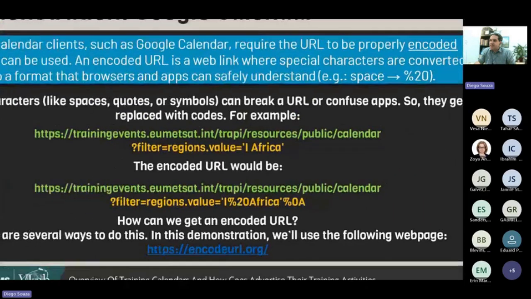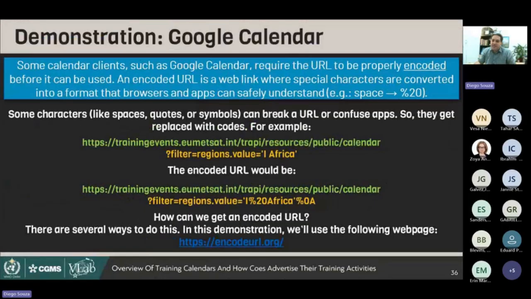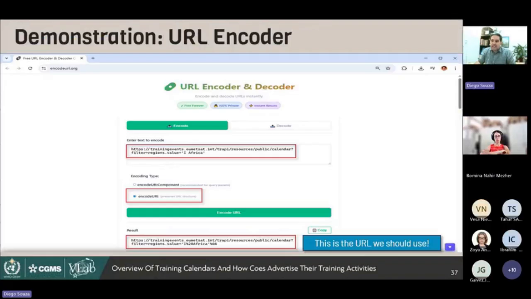This is tricky, but fortunately, we have web pages that can do this encoding automatically for us, such as this example here, encodeurl.org. You just need to paste the original link, regardless of the filtering combination, select the option to preserve the original URL structure, and it will generate the properly encoded link for you. And that's the link you should use when subscribing to the calendar.